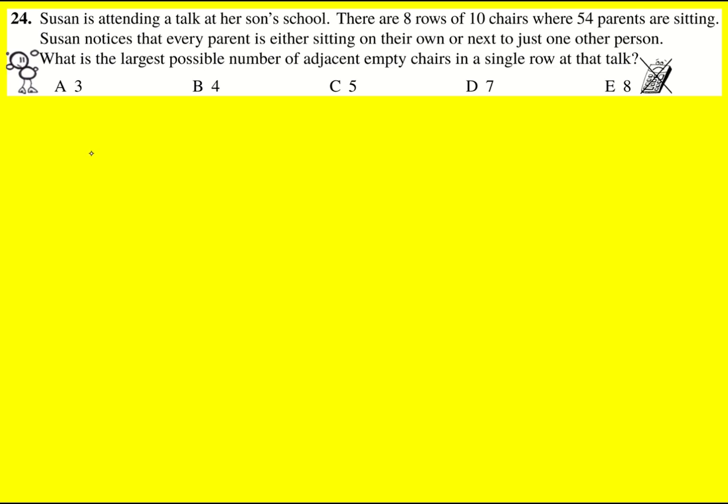A good shout in this question is to start drawing the chairs. So 8 rows of 10 chairs. So 1, 2, 3, 4, 5, 6, 7, 8, 9, 10. And we could even draw the second row.